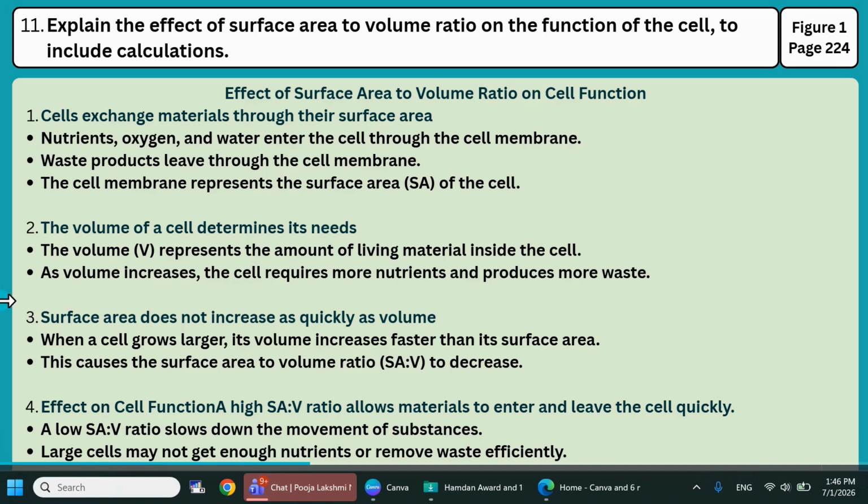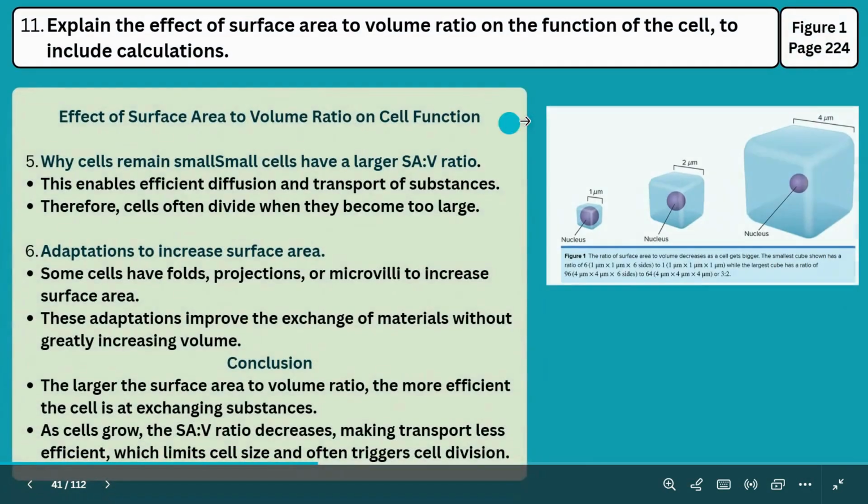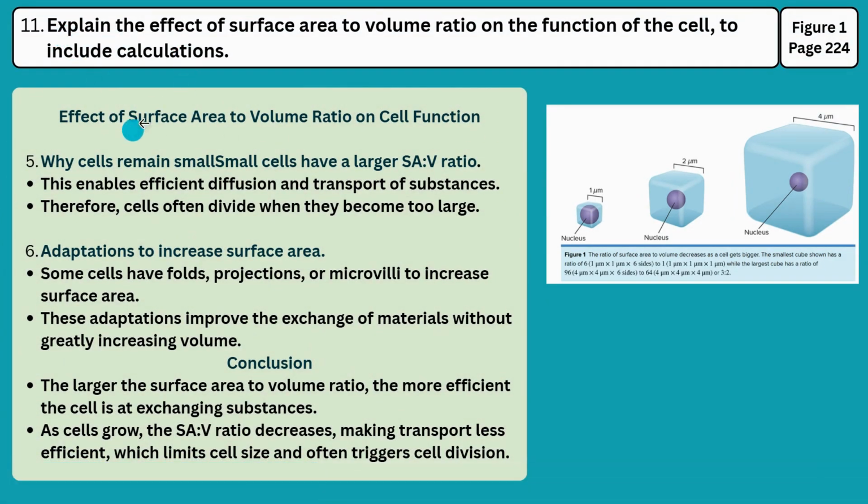Okay, so next: now the same thing, explain the effect of surface area to volume ratio on the function of the cell. So I already told you why cells remain small. Cells have a larger surface area to volume ratio. This enables efficient diffusion and transport of substances. A larger surface area to volume ratio will make the diffusion more efficient, and the transport of substances will be more efficient. So, cells often divide when they become too large.